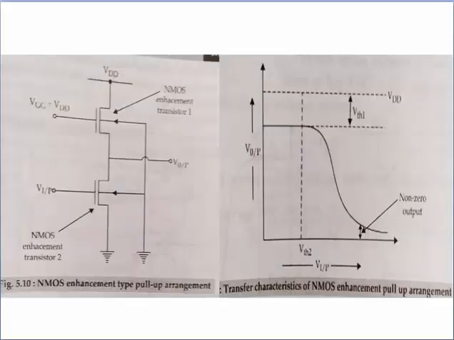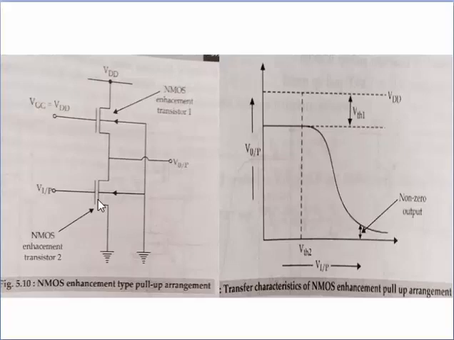Our third case is NMOS enhancement type pull-up, in which we use an NMOS enhancement transistor at the pull-up network and an NMOS enhancement transistor as the pull-down network. Both are of enhancement type and both are NMOS transistors. So in NMOS enhancement mode as a pull-up, the inverter has two NMOS transistors which are connected in series.